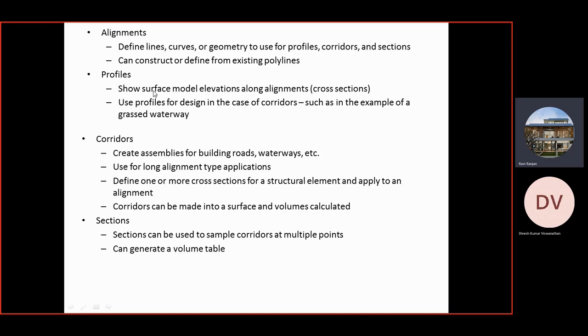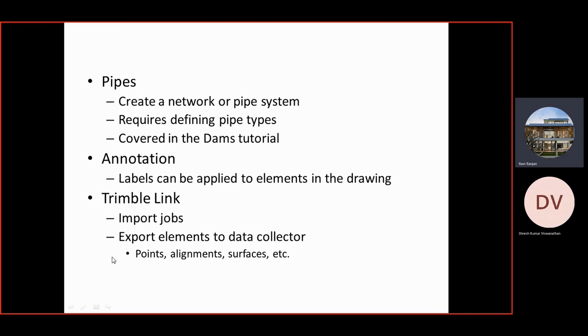Profile will show us the cross sections of the surface or road design. Then we have corridor. Corridor is the assembly of building, road, waterway, etc. Used for long alignment type applications. Define one or more cross sections for structure elements and apply them to an alignment. Then we get sections. Sections means we get all the sections of a road. If you are creating a 1 kilometer road, you have defined some interval along that road, like a 20 meter, 50 meter interval. So it will cut all the section views.